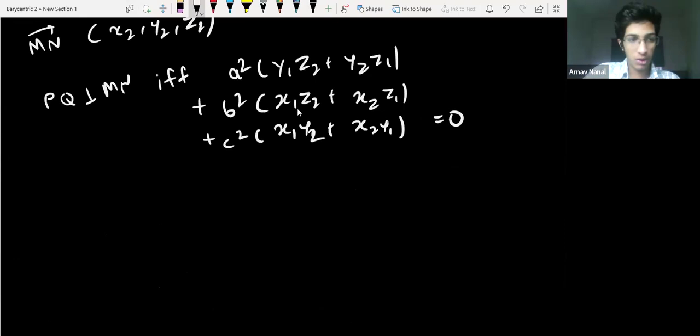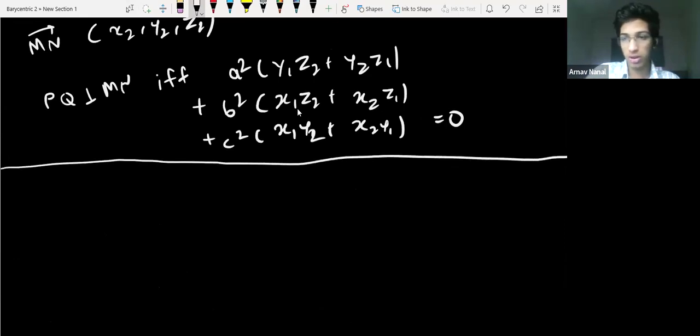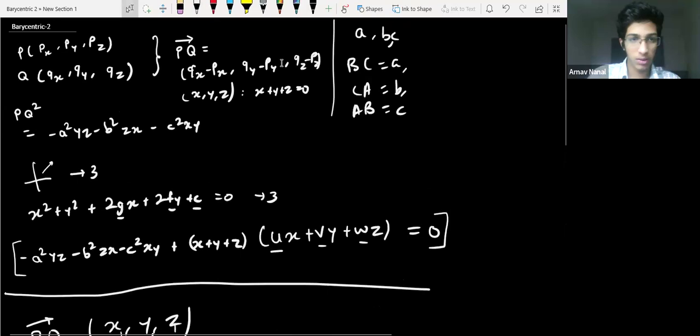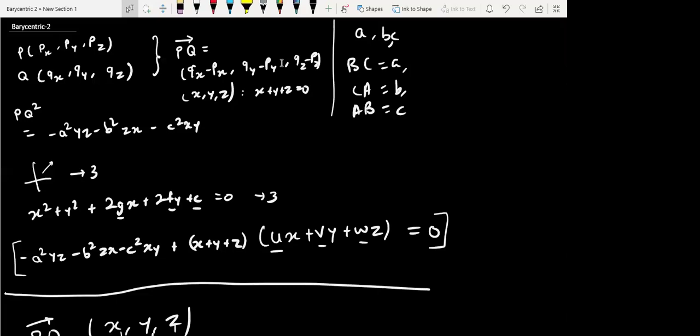I will now digress a bit and talk about non-homogeneous coordinates. Can you just show the part on top? I just missed it. Yes. Should I repeat anything? Yeah, the vector PQ. Yeah, sure.